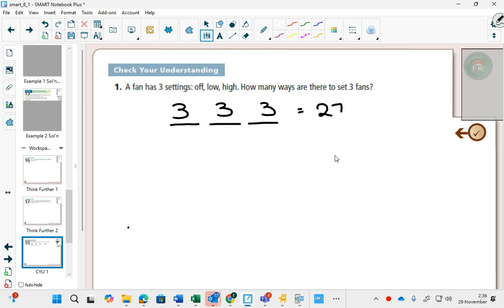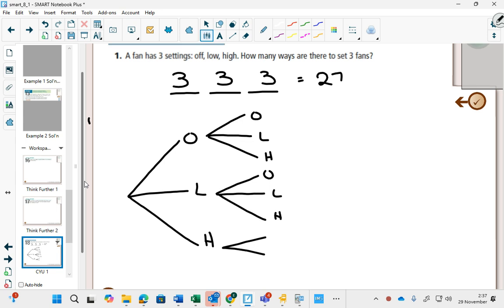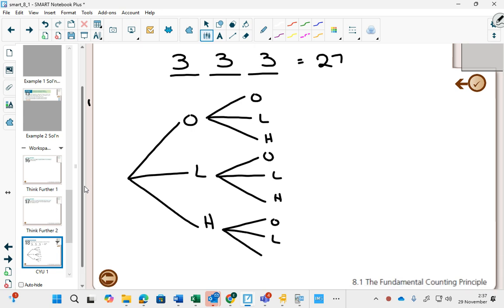So in decision number one, the three choices we show with three branches. And we can label this one as off, and this one as low, and this one as high. Then off of these three branches, you set fan number two. And fan number two has three options: off, low, and high. Off, low, and high. And then fan number three has three choices.